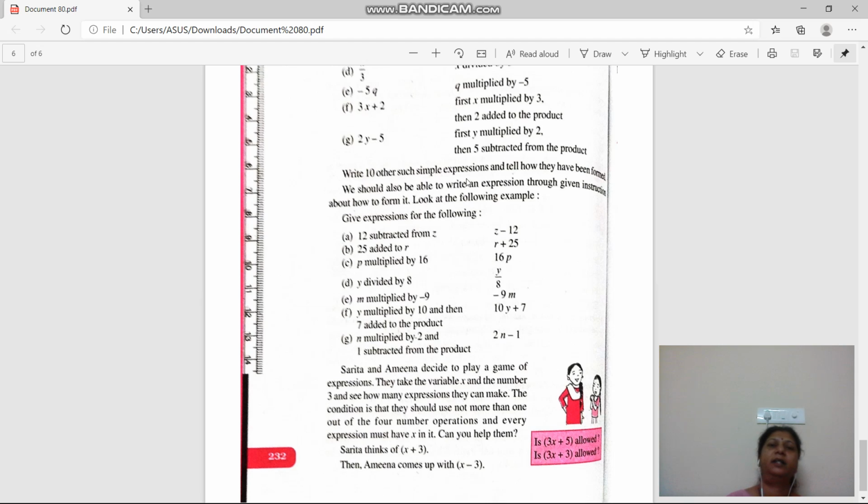Write such other expressions. Let's see, I will tell you. 10 multiplied by p, 10p. 3 subtracted from r, r minus 3. First multiply 5 by c and add 2, 5c plus 2.